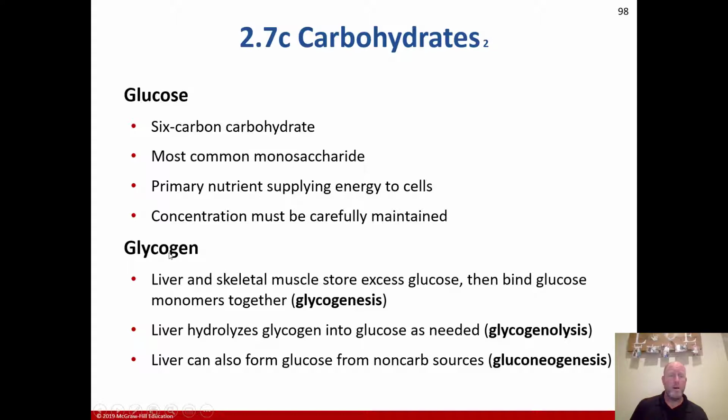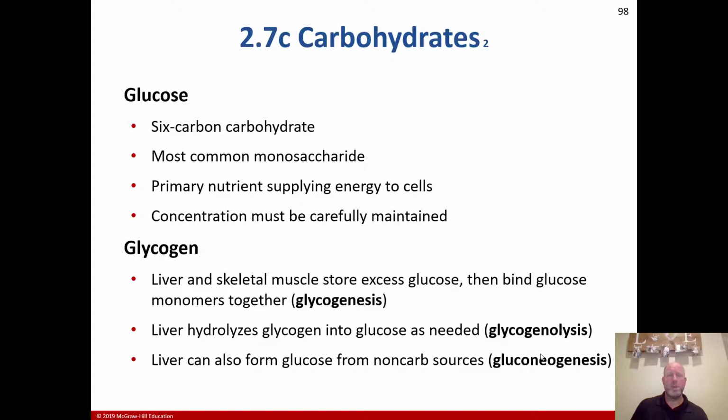Most quickly. Glycogen is glucose stored in the liver and skeletal muscle, and basically what happens is it binds glucose monomers together to form glycogen, glycogenesis, and it breaks it down when it needs it, right? It hydrolyzes glycogen into glucose as needed, glycogenolysis. The liver can also form glucose from non-carb sources, gluconeogenesis. It takes up a lot of water. It's quite the strain on the liver, so it's really not ideal, but it can do that.